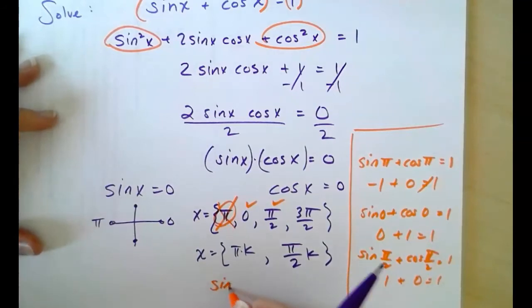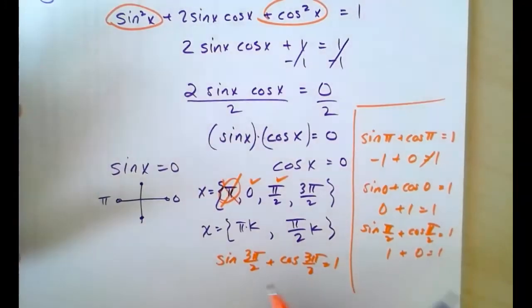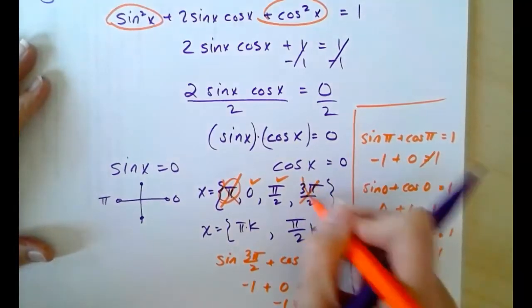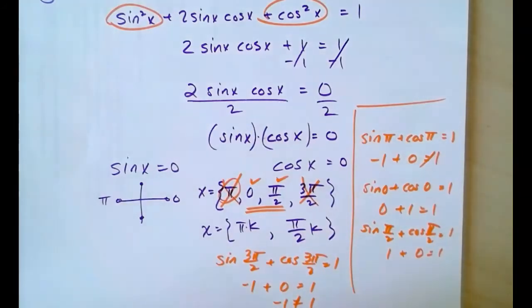So this is going to be the sine at 3 pi over 2 plus the cosine at 3 pi over 2. Does it equal 1? Nope, because the sine at 3 pi over 2 is negative 1 plus 0, and that is indeed not equal. So, nope. So these are our two real solutions.